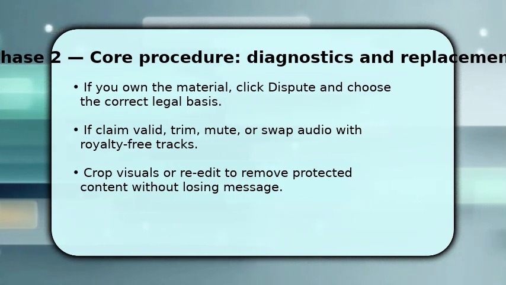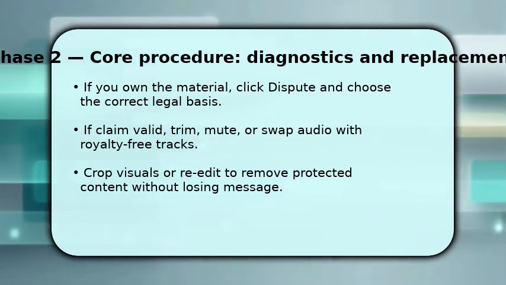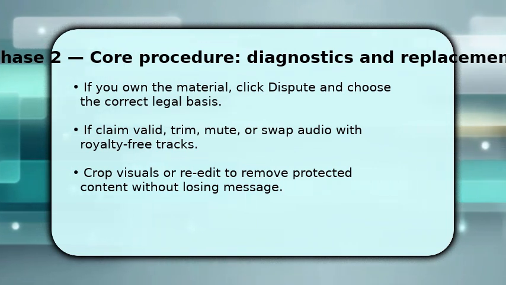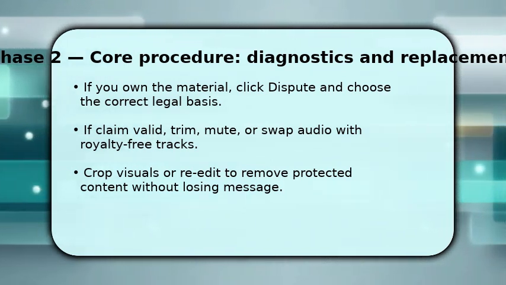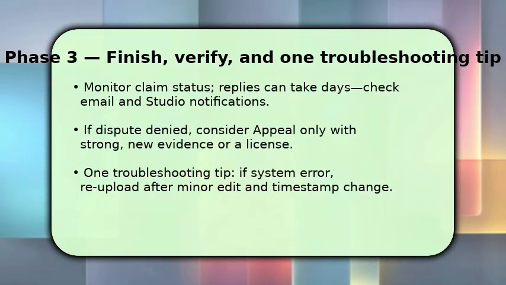If the claim is valid and you prefer faster resolution, edit the short. Trim the infringing clip, mute or replace audio with a licensed or royalty-free track, or recut visuals to remove protected elements. YouTube often accepts edits faster than disputes, so choose the path that preserves your channel while resolving the claim efficiently. Finish by monitoring the claim status frequently.